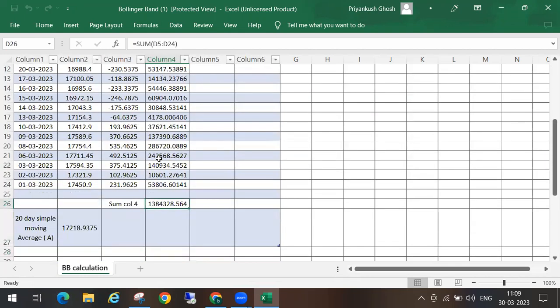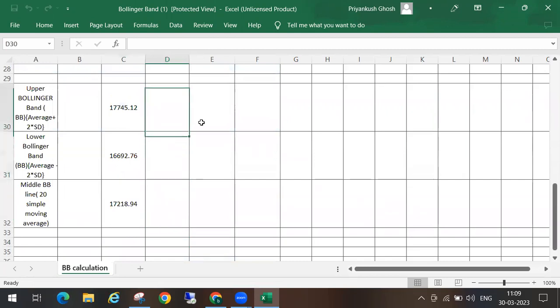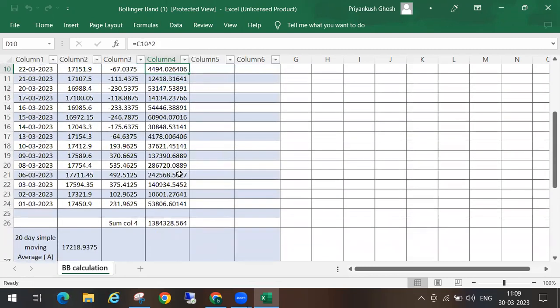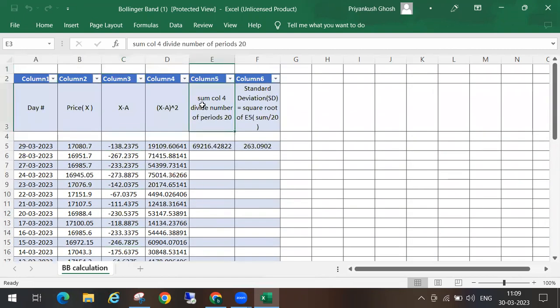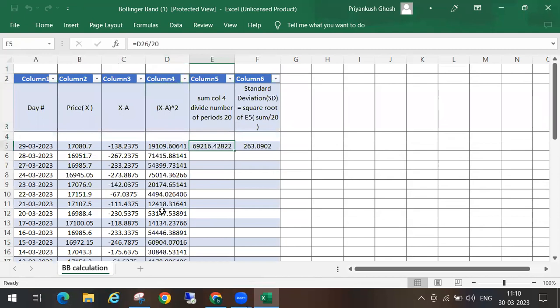So then again the sum of column 4. So all these whole squares, I sum it. So this is my sum of column 4. Again this thing. So now what do I do? Column 5. Sum of column 4 divided by number of period 20. So we are calculating 20 day simple moving average and 20 day Bollinger Band. Right? So we will divide the sum of the squares by 20. So this D26 by 20, what is D26? Was my sum. This was my D26. Okay. So this is my sum.